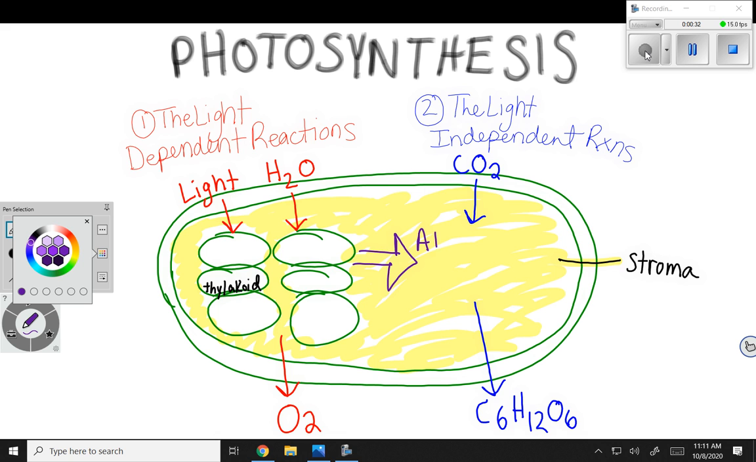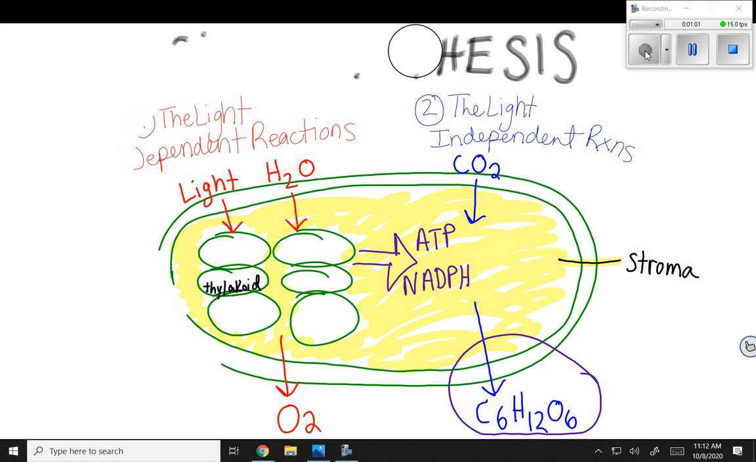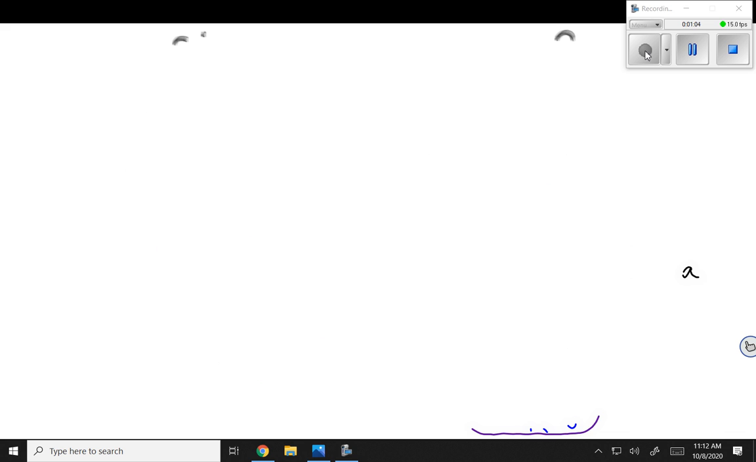It's energy in the form of ATP and NADPH. So what we're going to talk about today is how carbon dioxide enters the stroma, and then it uses ATP and NADPH to be able to produce glucose, the sugar. So the ultimate goal of both stages of photosynthesis is to be able to produce the sugar glucose. So last time we were inside of a thylakoid. Today we're going to be outside of a thylakoid in the stroma.